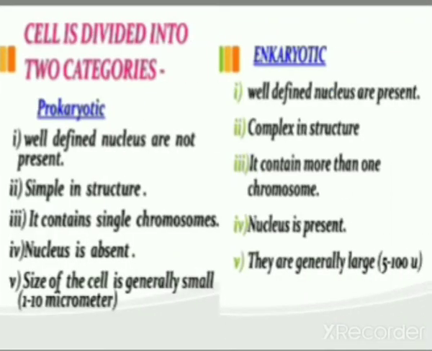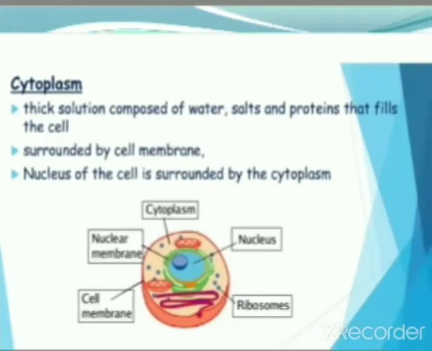Organisms which lack a nuclear membrane are called prokaryotes. Prokaryote: pro means primitive and karyote means nucleus. And organisms with cells having a nuclear membrane are called eukaryotes. So here are a few differences between prokaryotic and eukaryotic cells. Kindly go through the PowerPoint. Over to the next, cytoplasm.